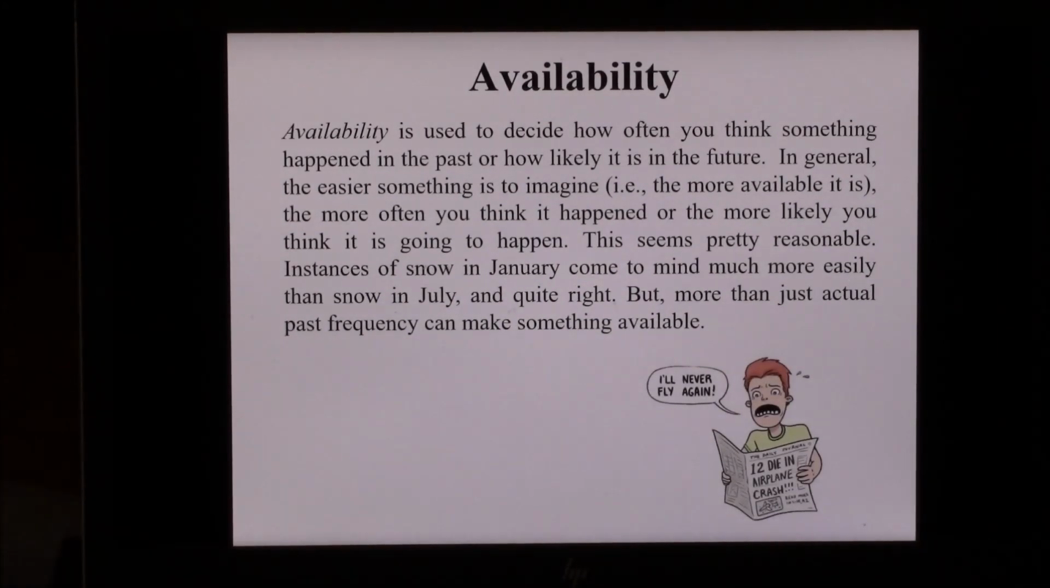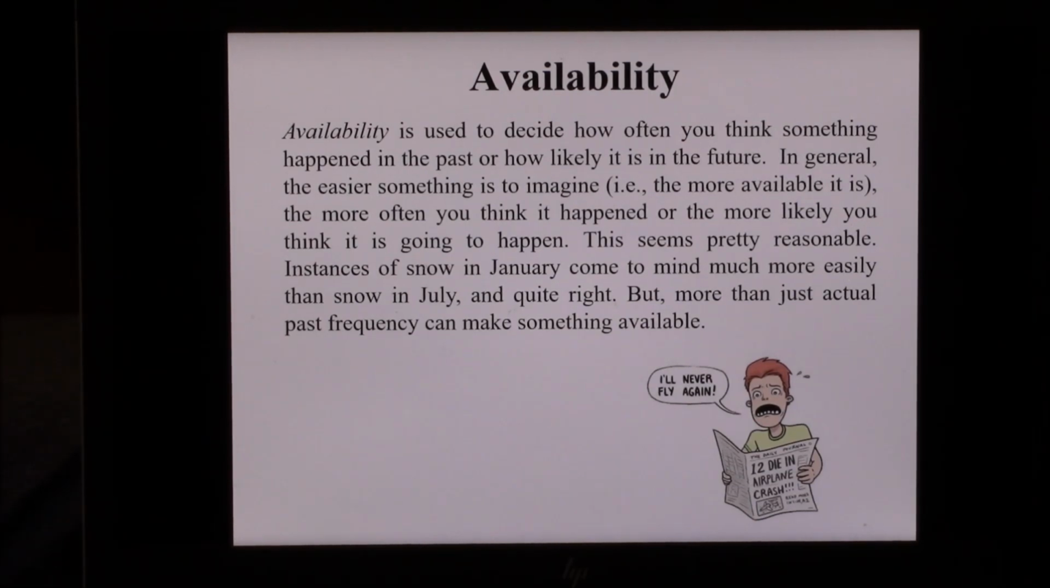Okay, what's availability? It's used to decide how often you think something happened in the past or how likely it is in the future. In general, the easier it is to imagine, the more often you think it happened in the past or the more likely you think it will be in the future. And that's pretty reasonable, right? Instances of snow in January come to mind more easily than instances of snow in July, and correct. But more than actual past frequency makes something available.